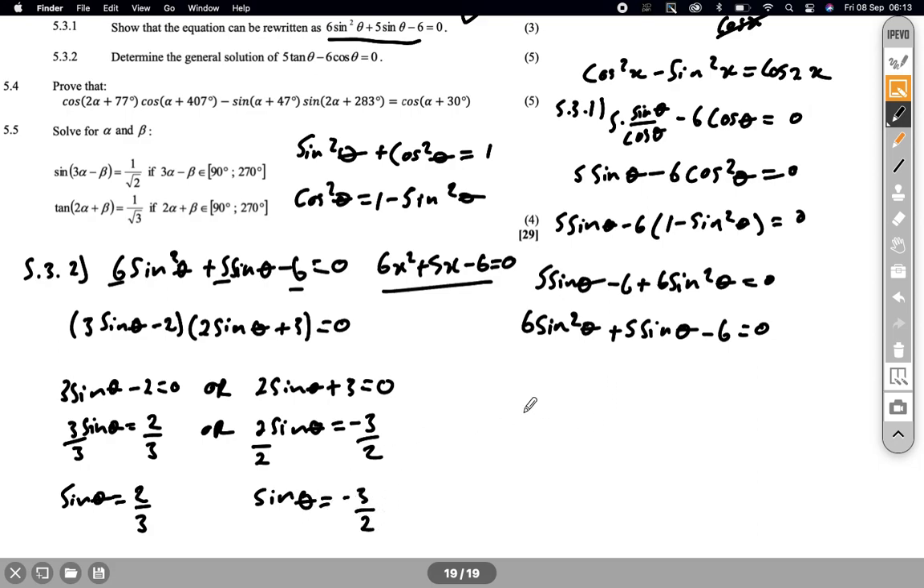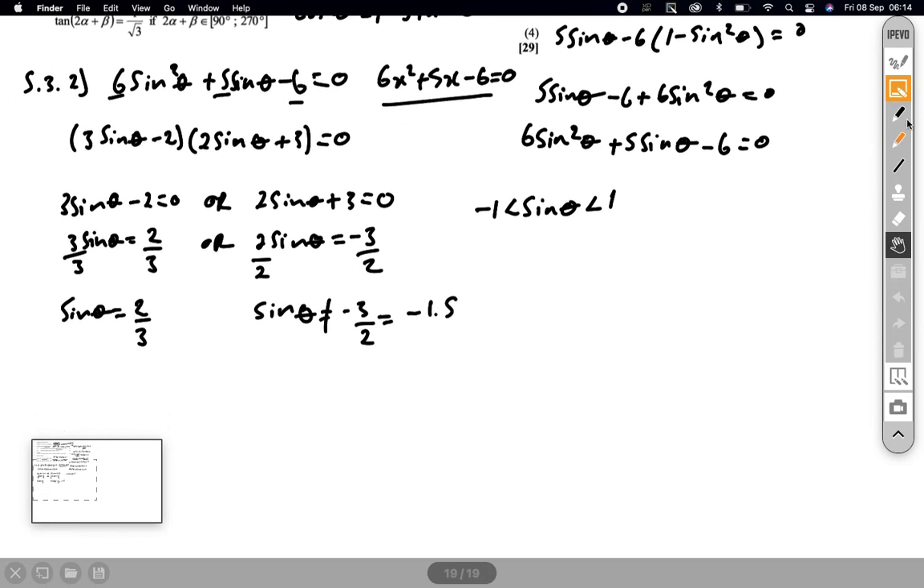But now, what you need to remember is that sine theta should be between negative 1 and 1. But now this negative 3 over 2 is equal to negative 1.5. So this we cannot take. Okay, so we're dealing with sine theta equals 2 over 3.